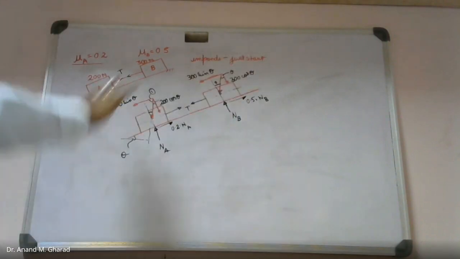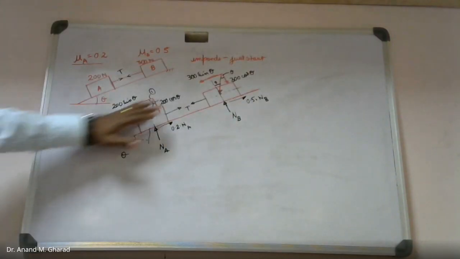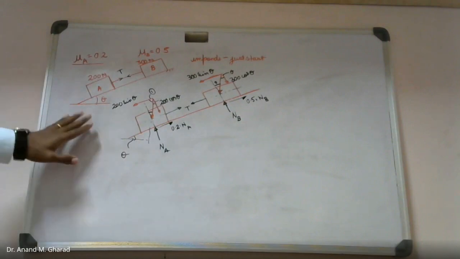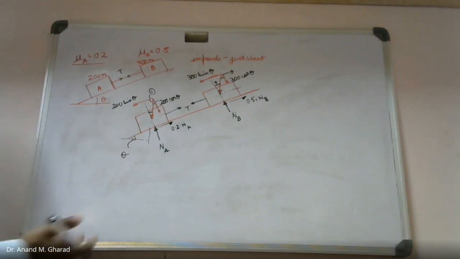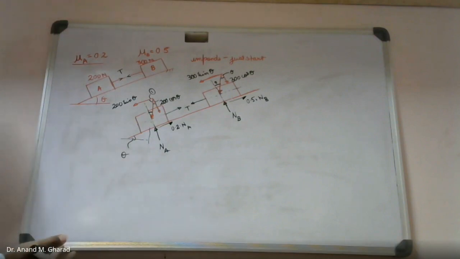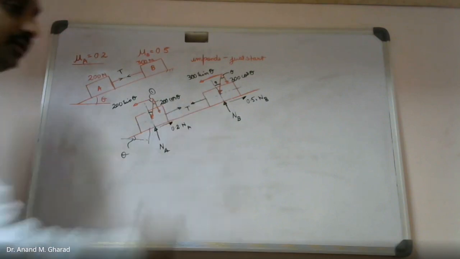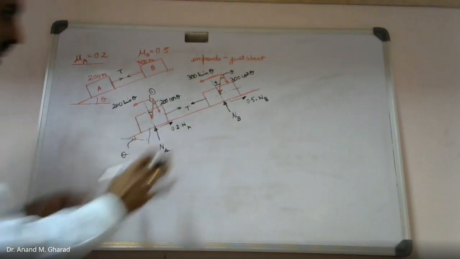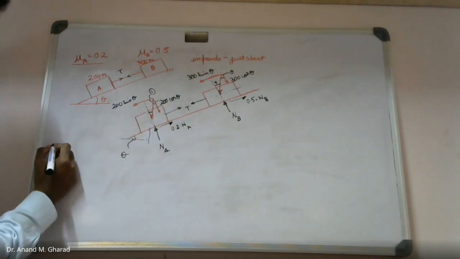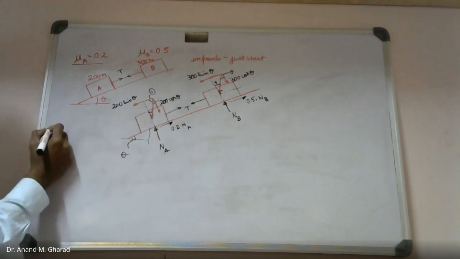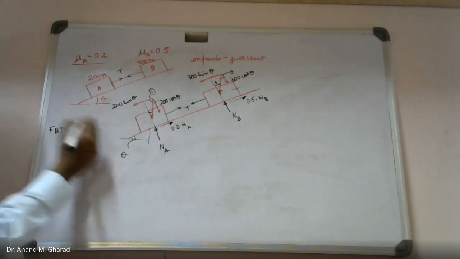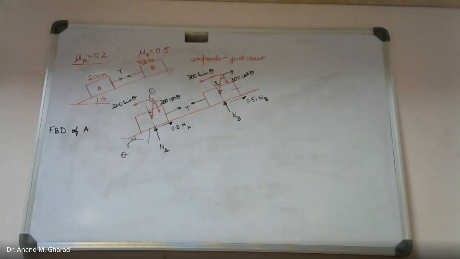So what we have done is drawn the free body diagram associated with this problem statement, and now it is just a matter of calculation to find the unknown parameters, right? So we will go step by step. We will see first of all the free body diagram of A, FBD of A.